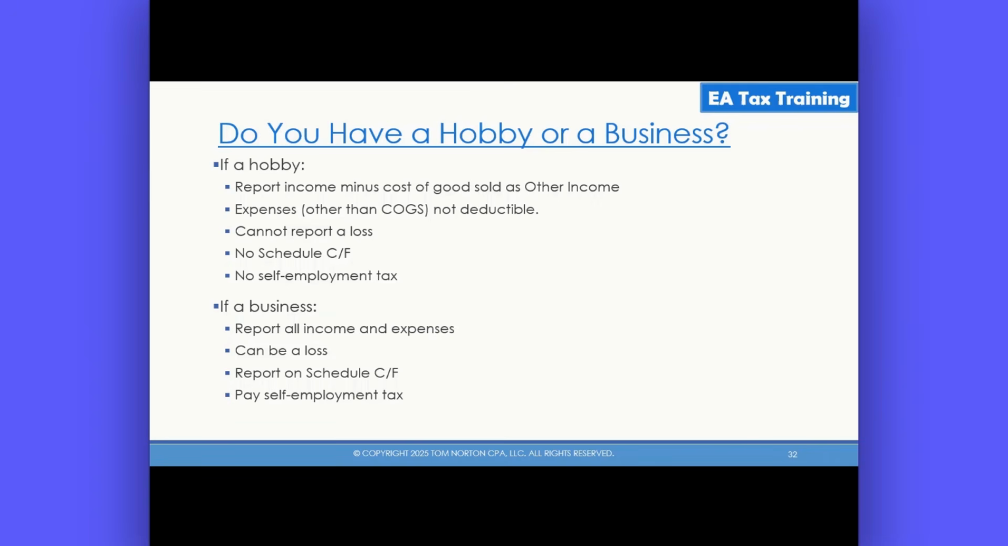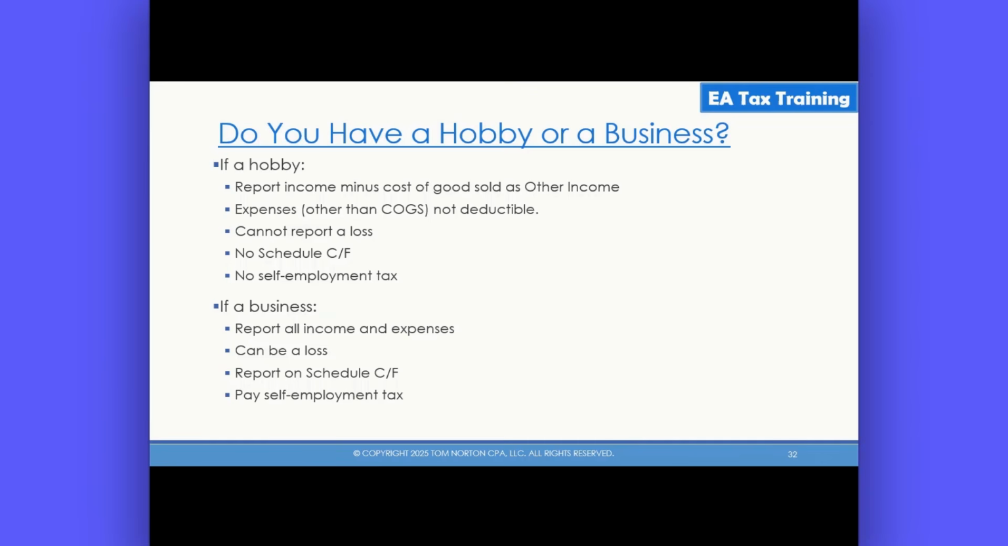If instead you have a business, you can report all of the income and expenses. You can have a loss from that business that can offset your other income. You would report it on Schedule C or F, and of course you would pay the self-employment tax. So sometimes what you have is individuals will have a hobby that they do.